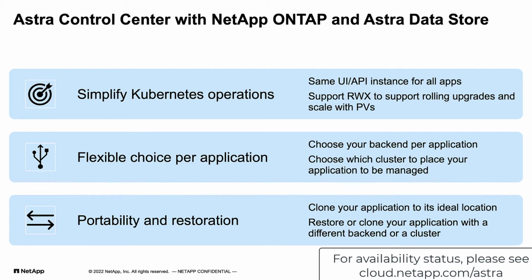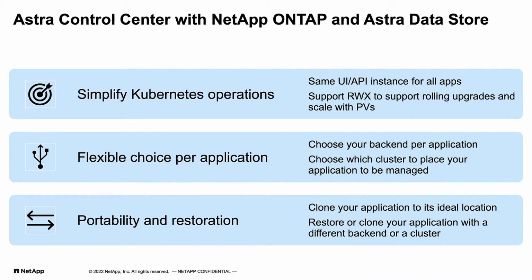Astra Control Center, together with Astra Data Store and ONTAP, can make this happen easily with just a few clicks or API calls. Today, we will show how it allows for simple Kubernetes operations. Same method, same provisioner for all apps. It allows for a flexible choice per application. One app can have one backend like ONTAP, and a different app can have a different backend like software-defined Astra Data Store. It also allows for full portability of your apps between cluster distributions and even different backends.